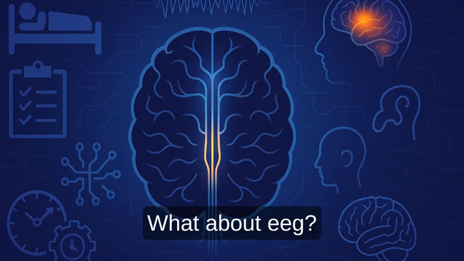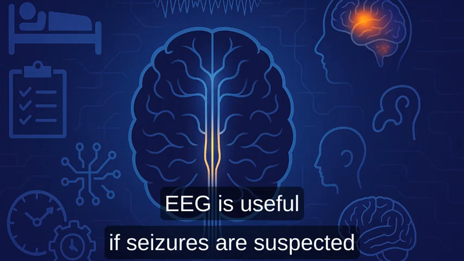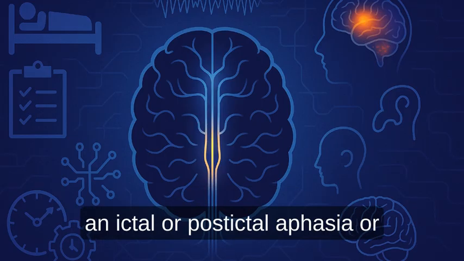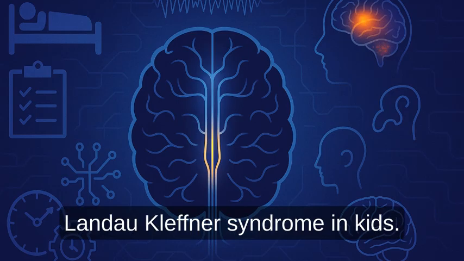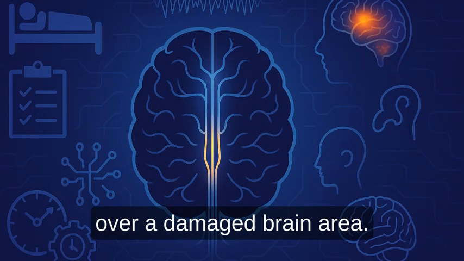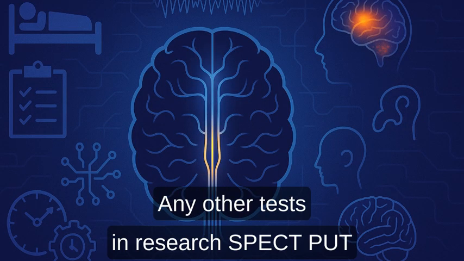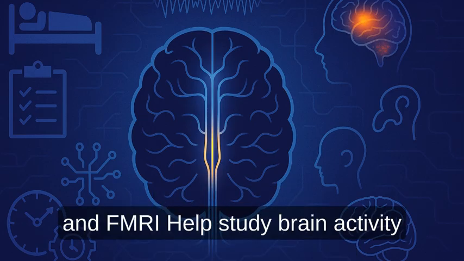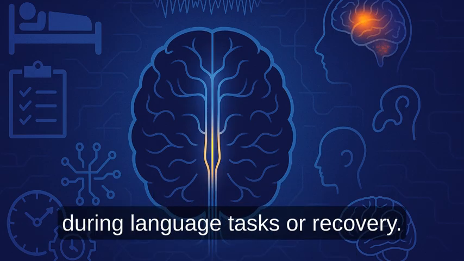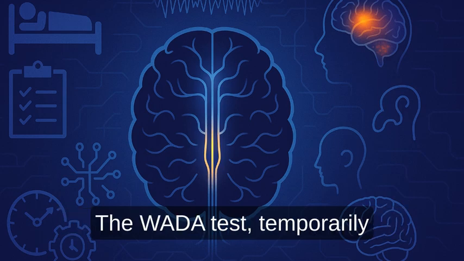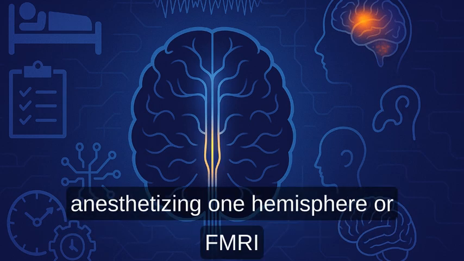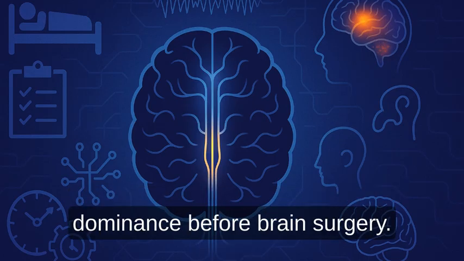What about EEG? EEG is useful if seizures are suspected as a cause or contributor, like in ictal or postictal aphasia or Landau-Kleffner syndrome in kids. It can also show slowing over a damaged brain area. Any other tests? In research, SPECT, PET, and fMRI help study brain activity during language tasks or recovery. The WADA test, temporarily anesthetizing one hemisphere, or fMRI, can determine language dominance before brain surgery.